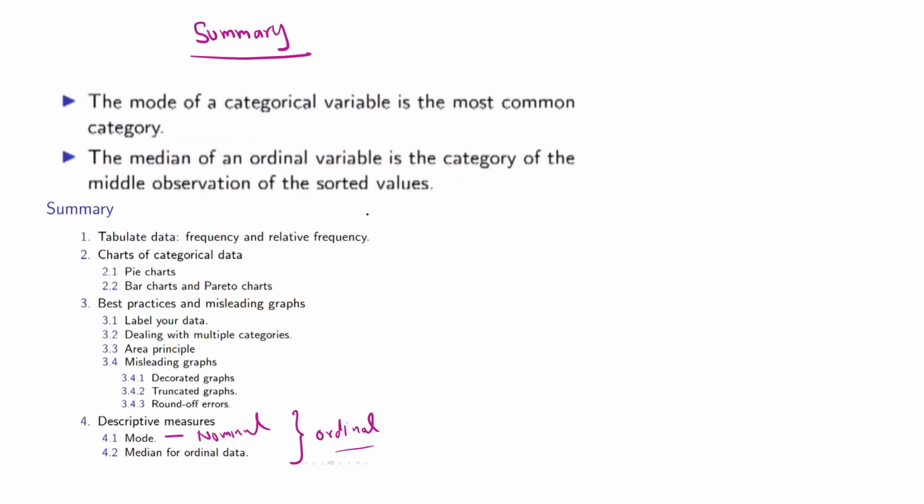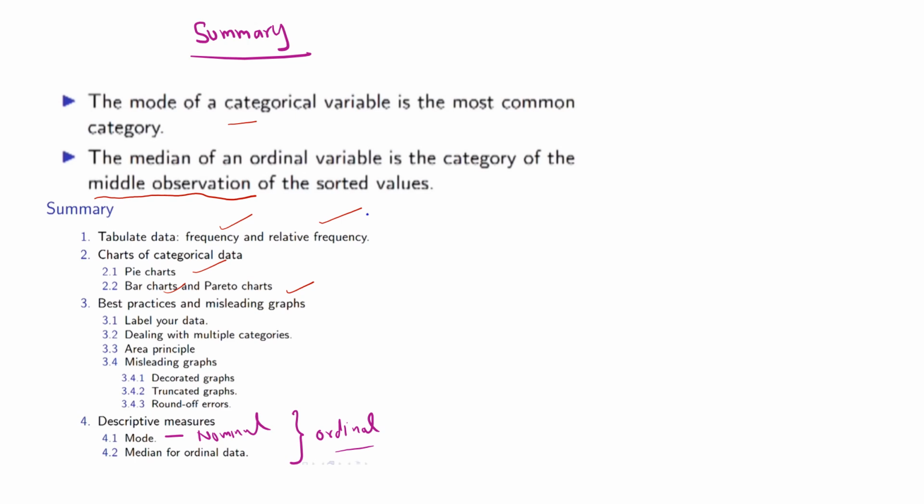Then we come to the summary of this week. What we have learned: the mode of a categorical variable is the most common category. The median of an ordinal variable is the category of the middle observation of the sorted values. Up to here we have learned about tabulated data, frequency and relative frequency, how a frequency table is constructed, how relative frequency is obtained, and charts of categorical data.